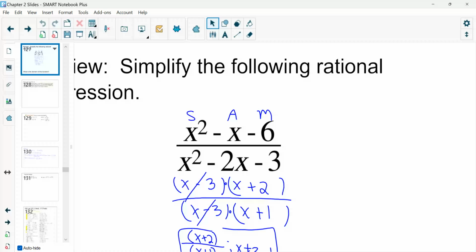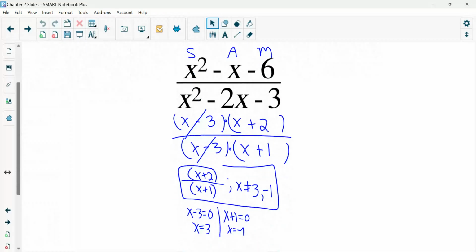All right, yesterday we did this problem at the end of the period. So it was a review, and it's going to be the basis of what we're doing today. So remember, when we have those rational expressions, we do need to factor.